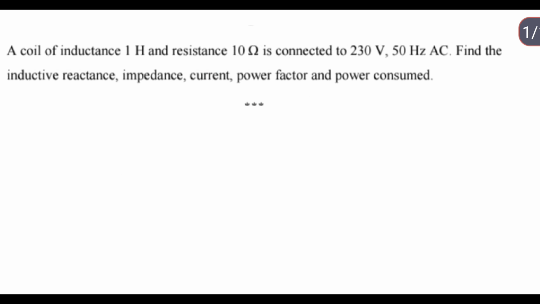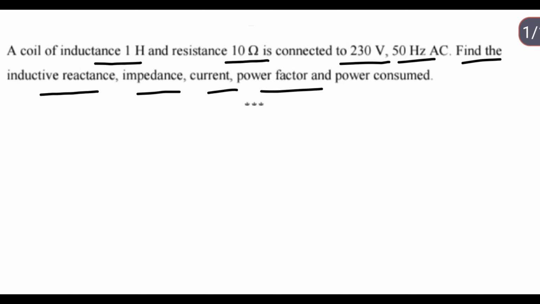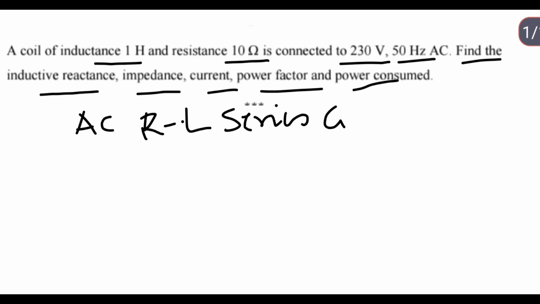The next question is a 5 marks question. A coil of inductance 1 henry and resistance 10 ohm is connected to 230 volt, 50 hertz AC. Find the inductive reactance, impedance, current, power factor and power consumed. That is what we call an AC RL series circuit.